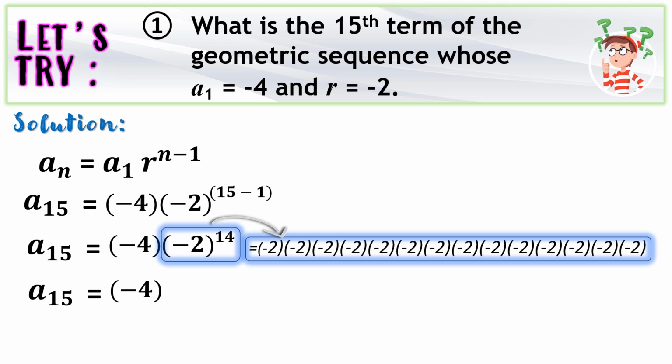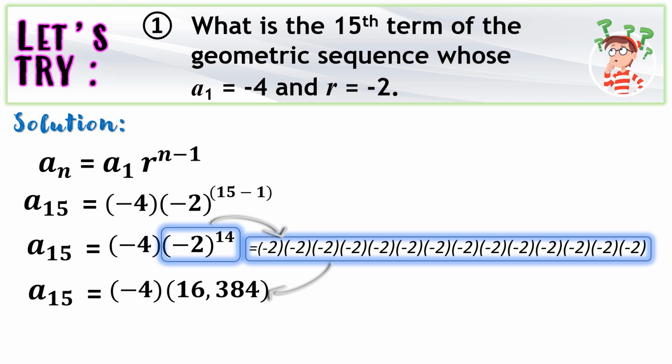And that will be multiplied. So, ang product diyan ay 16,384. Kung meron naman kayong calculator, walang problema. Pwedeng gamitin ang calculator to simplify exponents.